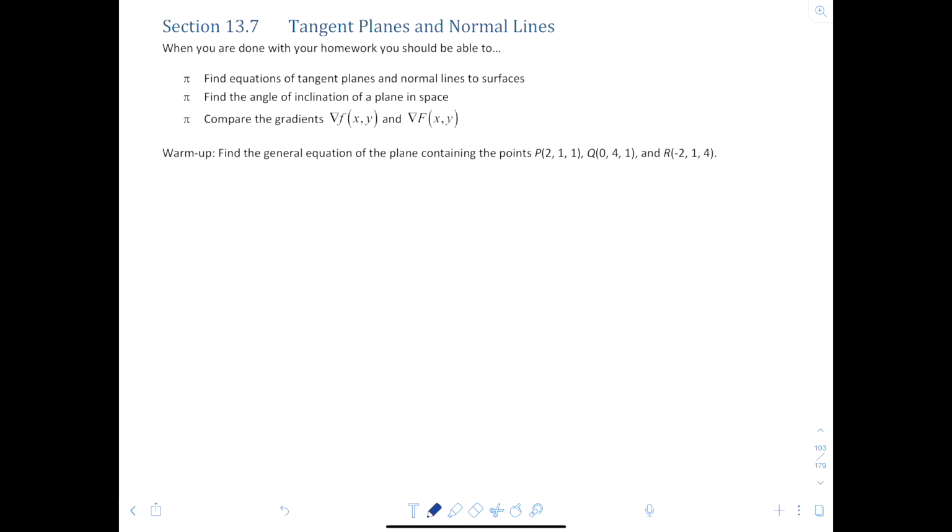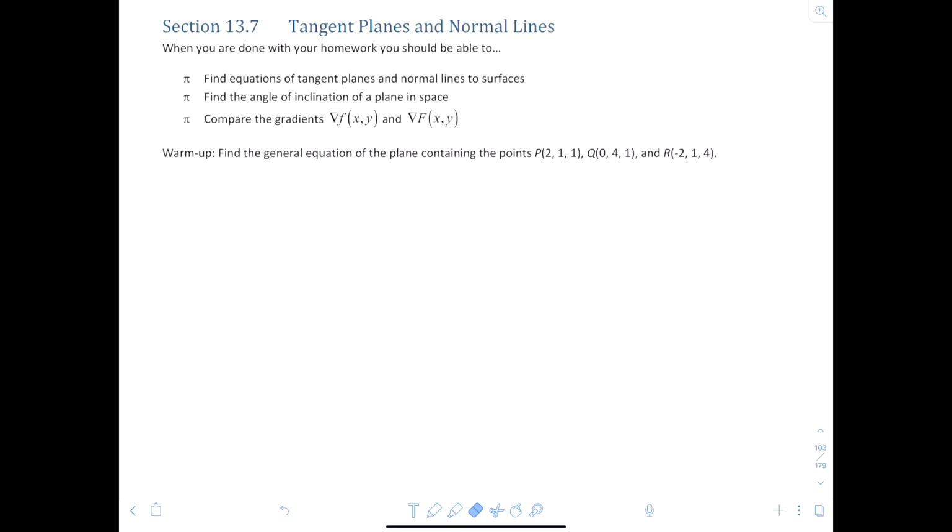So first of all, let's warm it on up by finding the general equation of the plane containing the points P, which is at (2, 1, 1), Q, which is at (0, 4, 1), and R, which is at (-2, 1, 4). So pause the movie, warm it on up, and let's do this thing. Okay, so see how you did.